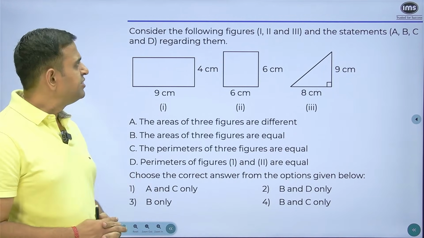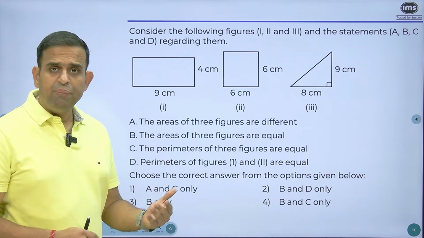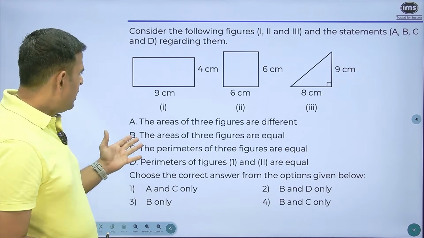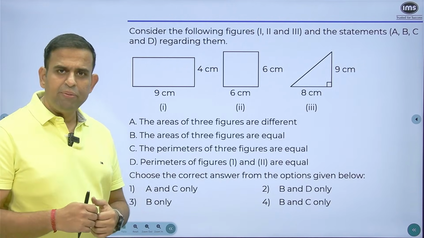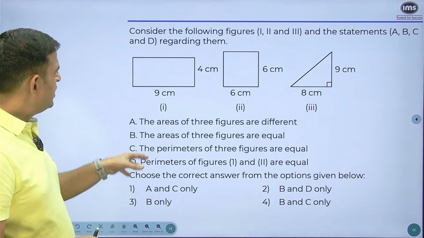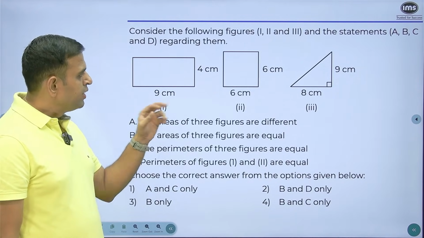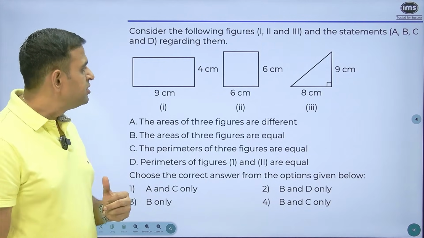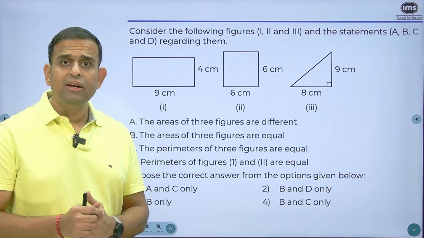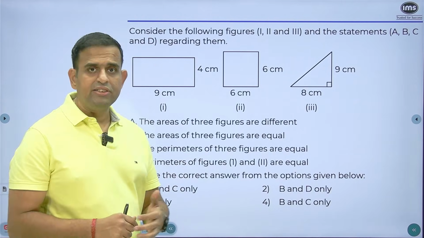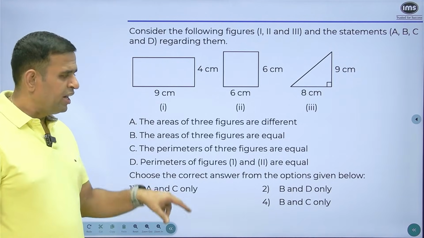If I look at the next sum, it says that you have the following figures 1, 2 and 3, and the statements A, B, C and D regarding them. And we have to choose the correct answer from the options below. So they've given 4 statements regarding, let's say, 3 figures. The first one is a rectangle of dimension 9 and, let's say, 4. The second one happens to be a square of dimension 6 centimeter. And the third one happens to be a right angle triangle with the 2 perpendicular sides as 8 centimeter and 9 centimeter. And they've talked about something on the area, perimeter and so on.